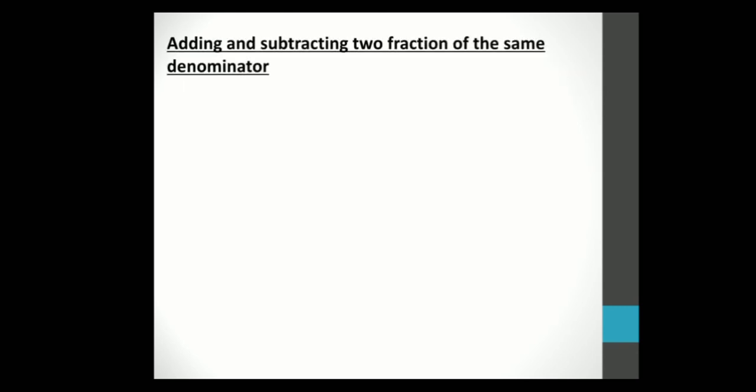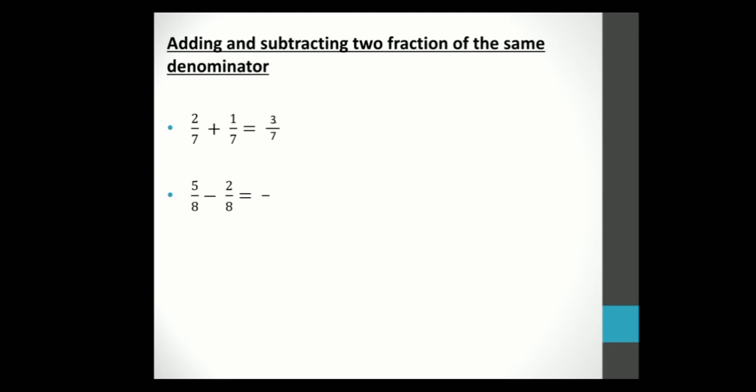Now, remember how we add and subtract two fractions with the same denominator. For example, if I have 2 over 7 plus 1 over 7, the denominators here are similar. Both of them are 7. So first I put 7 down. And then we do 2 plus 1. 2 plus 1 equals 3. So the result is 3 over 7.